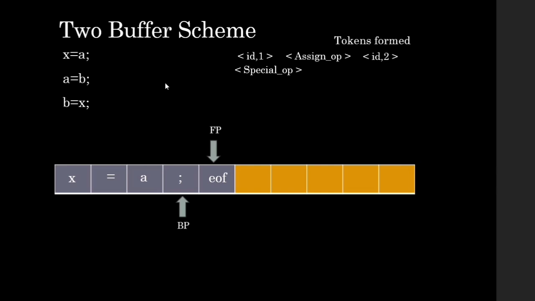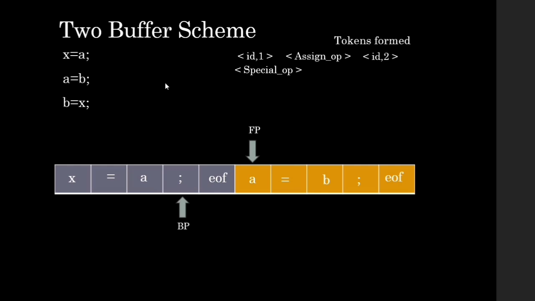Now since we are at the end of the file, the algorithm says when forward pointer is at the end of the first half, then it should move to the beginning of the second half, then the second half should be loaded with the second statement. Now it moves to the beginning of the second half and then the second half is loaded with a equal to b semicolon EOF, because that is the second statement.